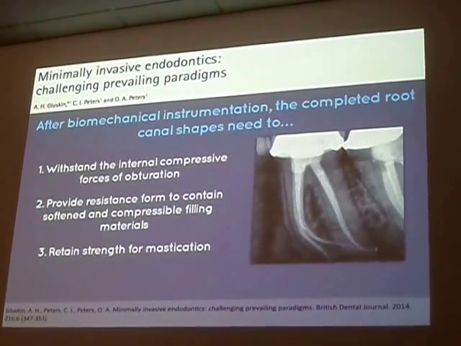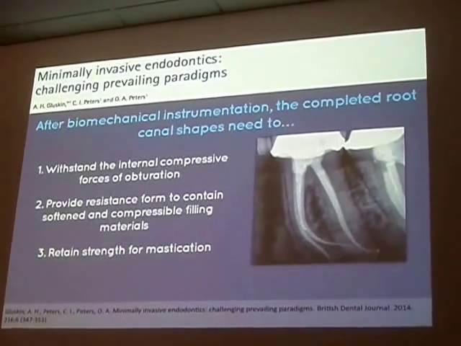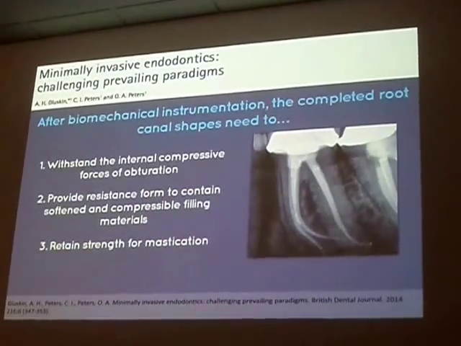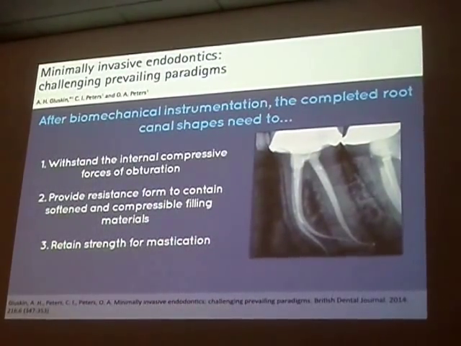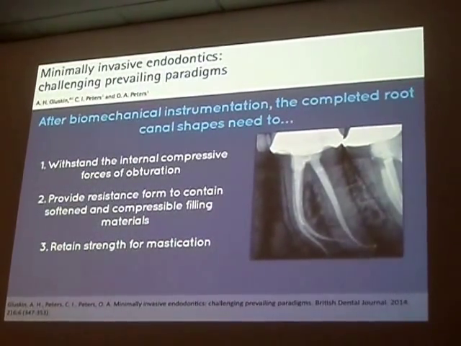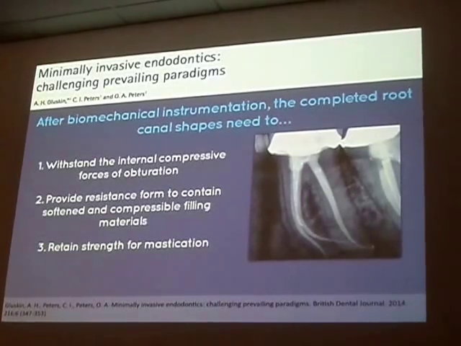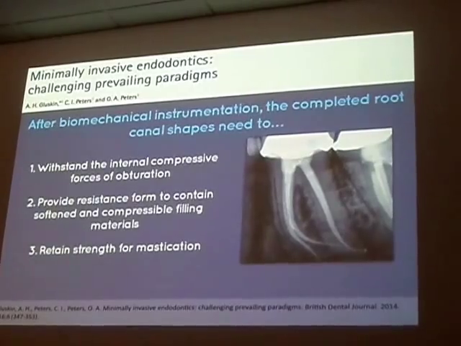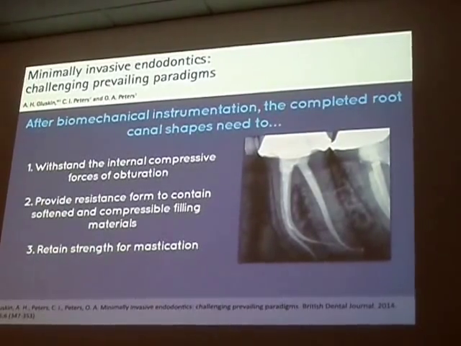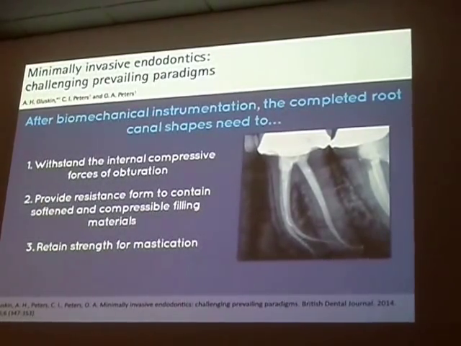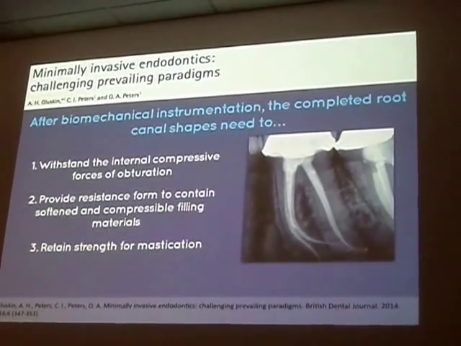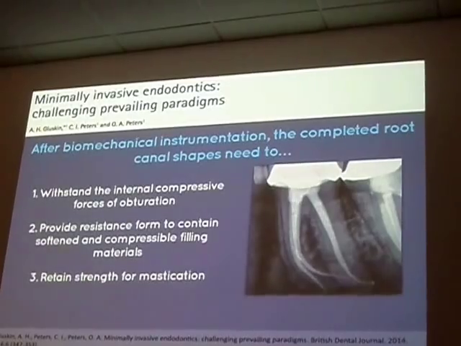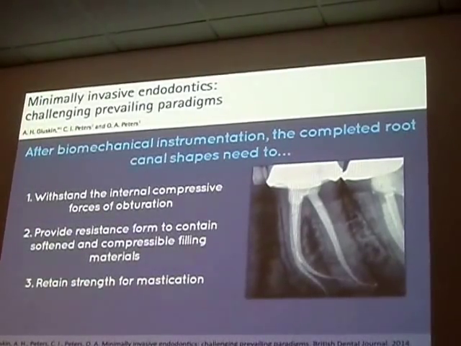So Gluskin tells us in 2014 that in order to obturate our teeth, we need to create a shape that allows the tooth to withstand the internal compressive forces of our obturation techniques. It has to provide resistance to warm vertical condensation, and the tooth has to retain strength in order for mastication and function.